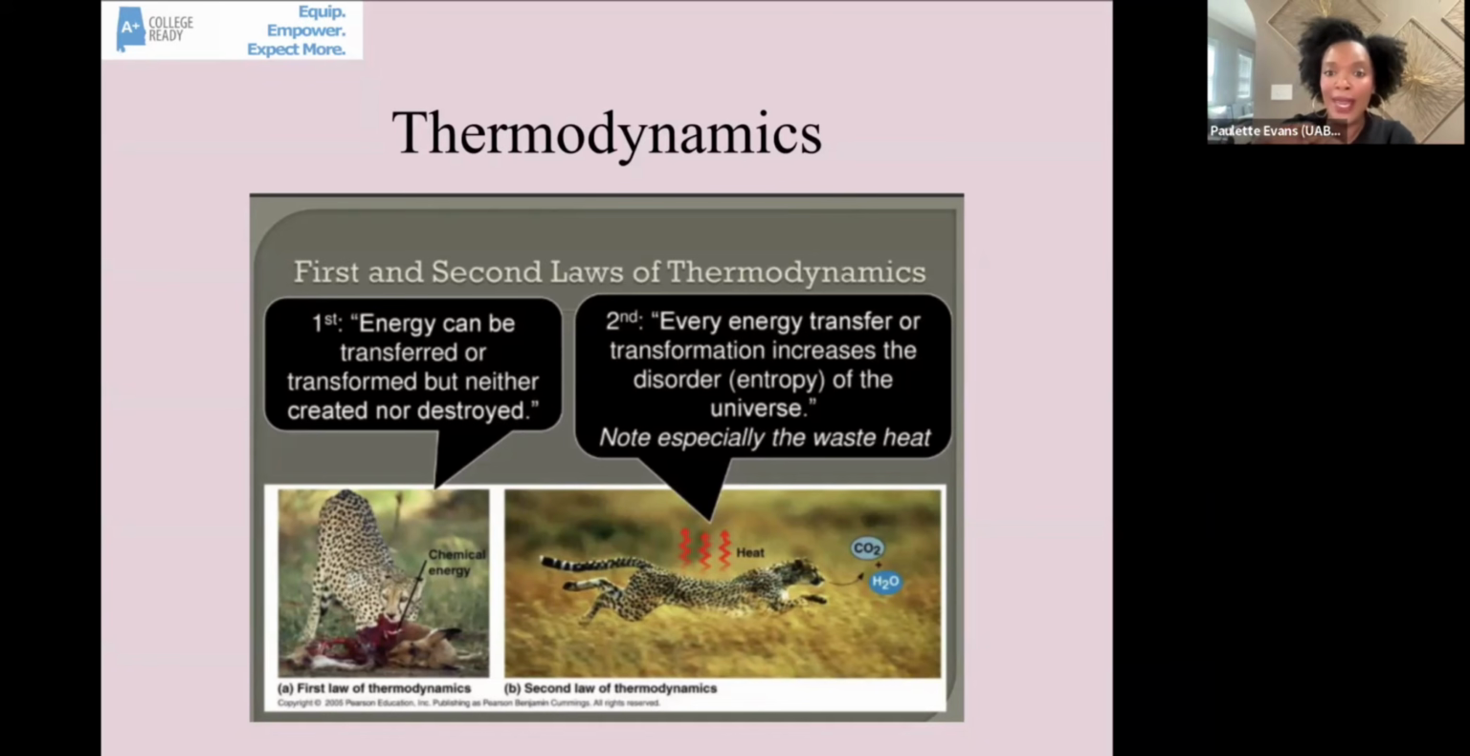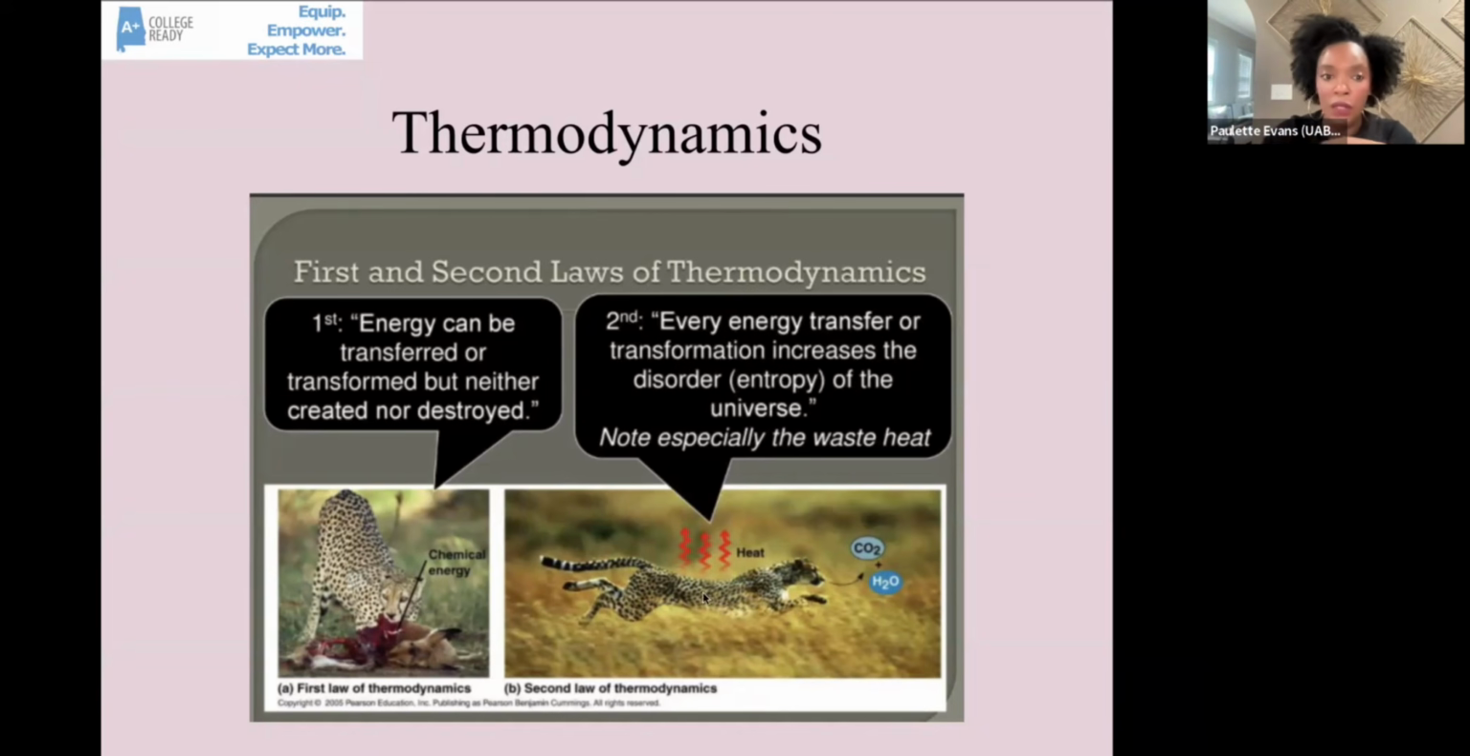Very important. Now, I love this picture and I love this whole picture, but I love this picture with the big cat because I think it, in a beautiful way, describes the second law of thermodynamics, which can be a little bit tricky. The second law of thermodynamics is every energy transfer or transformation increases the disorder or entropy of the universe. All right. Entropy or delta S, if you're familiar with the Gibbs free energy equation here.